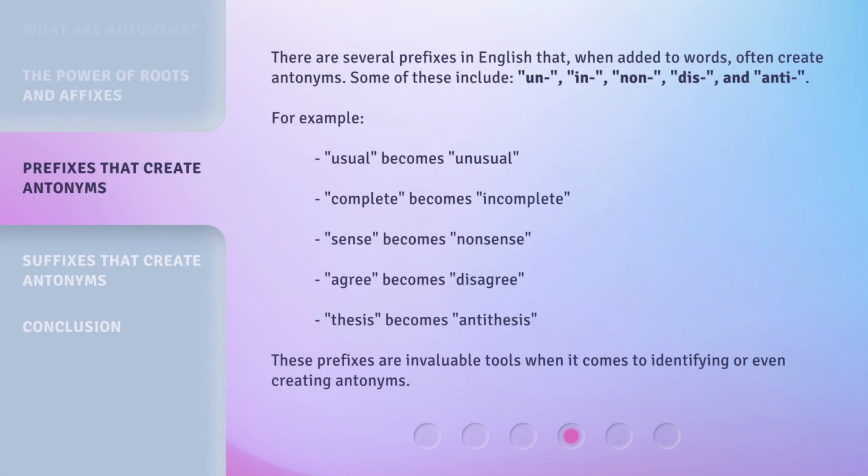There are several prefixes in English that, when added to words, often create antonyms. Some of these include un, in, non, dis, and anti. For example, usual becomes unusual, complete becomes incomplete, sense becomes nonsense, agree becomes disagree, thesis becomes antithesis. These prefixes are invaluable tools when it comes to identifying or even creating antonyms.